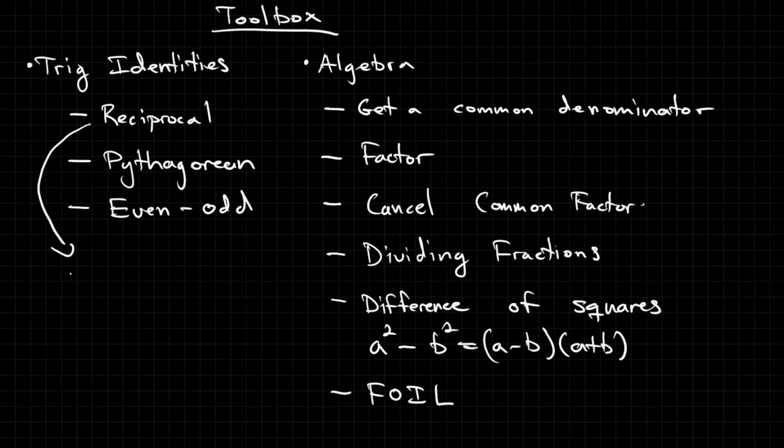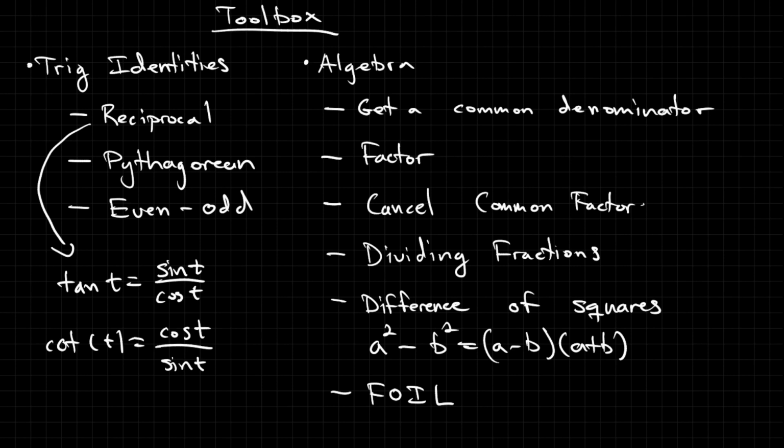It's often very useful, specifically, all of them are useful, but it's often very useful to write tan t and cotan t in terms of sine and cosine. So that will frequently happen, as you'll see in these examples. Now, the algebra skills that typically come up are getting common denominators, factoring, canceling common factors, dividing fractions, factoring differences of squares, so a squared minus b squared is a minus b times a plus b, and foiling.